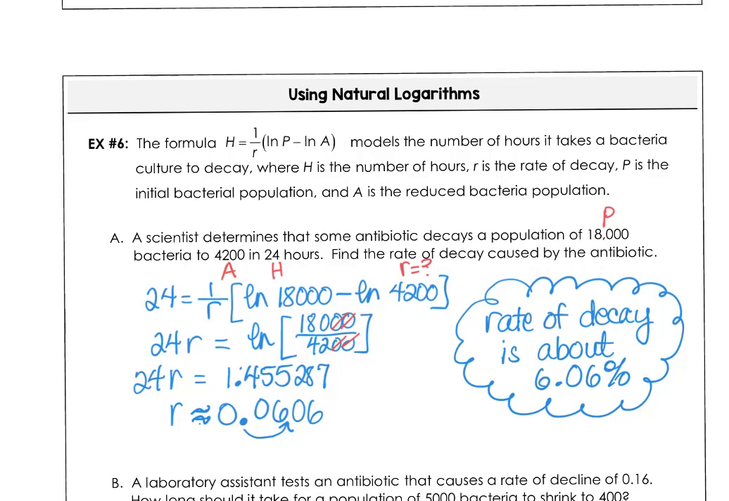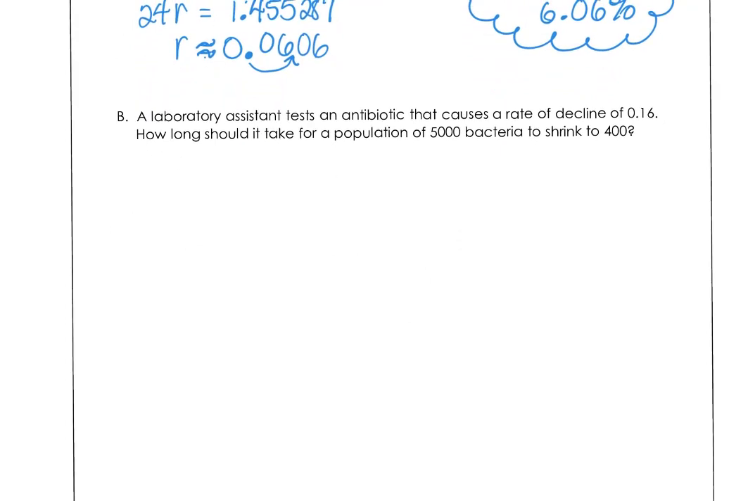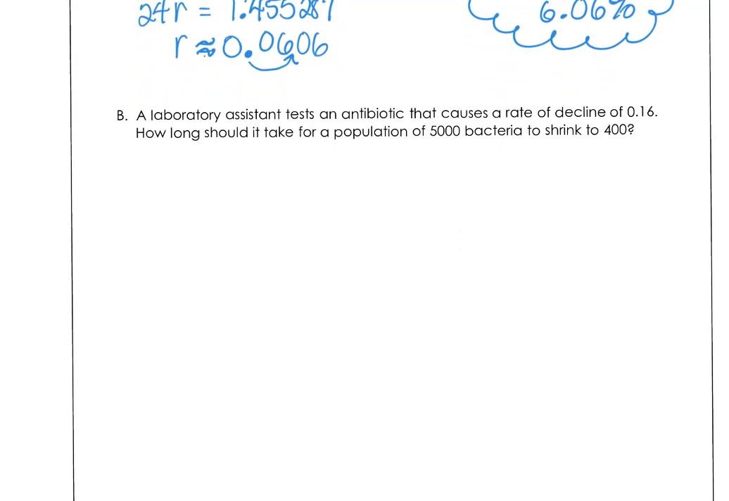And then in part B, it tells us a laboratory assistant tests an antibiotic that causes a rate of decline of 0.16. How long should it take for a population of 5,000 bacteria to shrink down to 400? And we can use that same formula. So we want to solve for hours. What's the hours of 1 divided by the rate, 0.16, and we've got natural log of the population, that's 5,000, minus the natural log of the reduced population, that's 400.